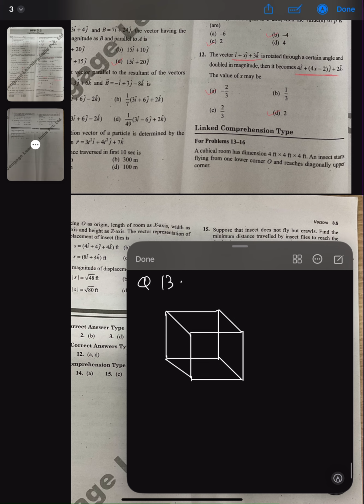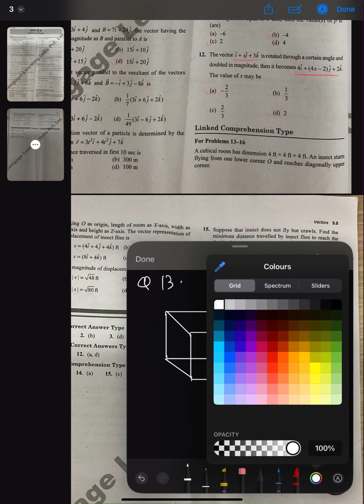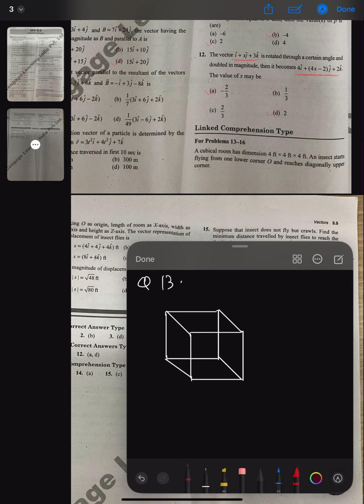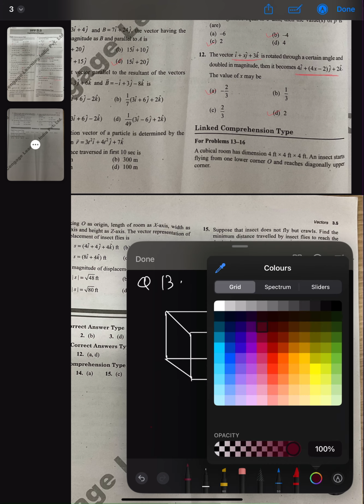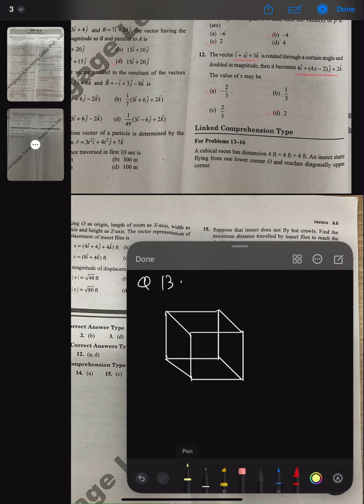I'm drawing this diagram to make you understand better. This is our room. So the insect is starting from one corner. Let's say that corner is this. From here the insect is starting. Let's say this is O, and going diagonally to the upper corner. So the diagonally upper corner will be this. Hope you are understanding this. So this is how the insect is moving.